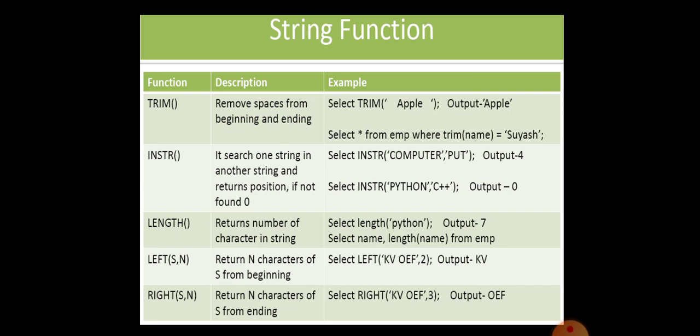If you give KVOEF, 2, it will return only KV, that is, 2 characters from the left side. Similarly, if you give Right, it will return EF, taking 2 characters from the rightmost side, that is E and F. That is why we have Left and Right. Normally we use these functions for checking patterns.